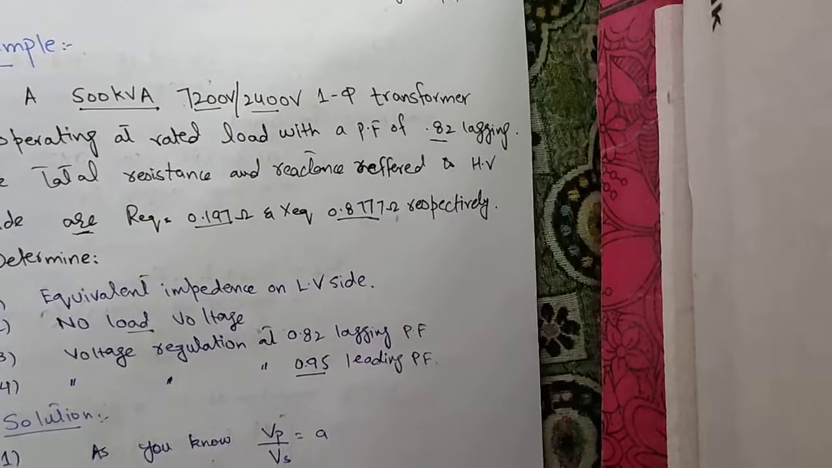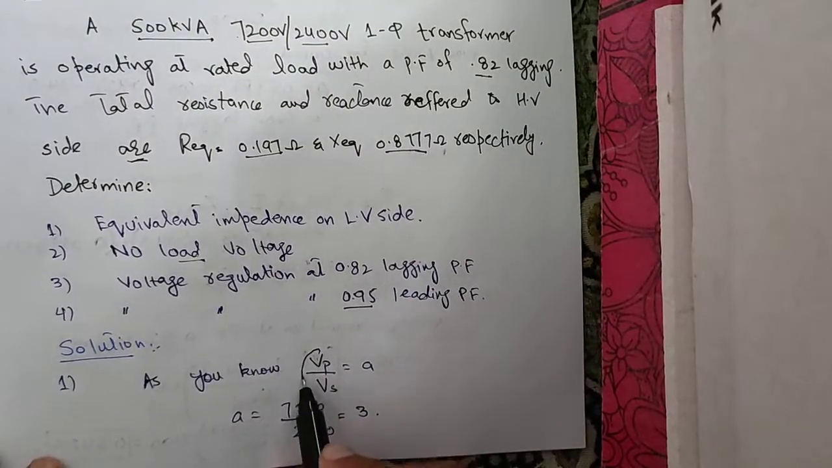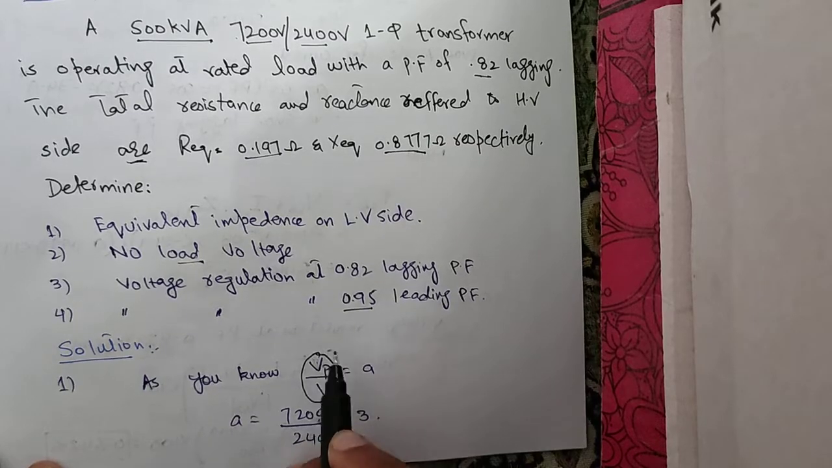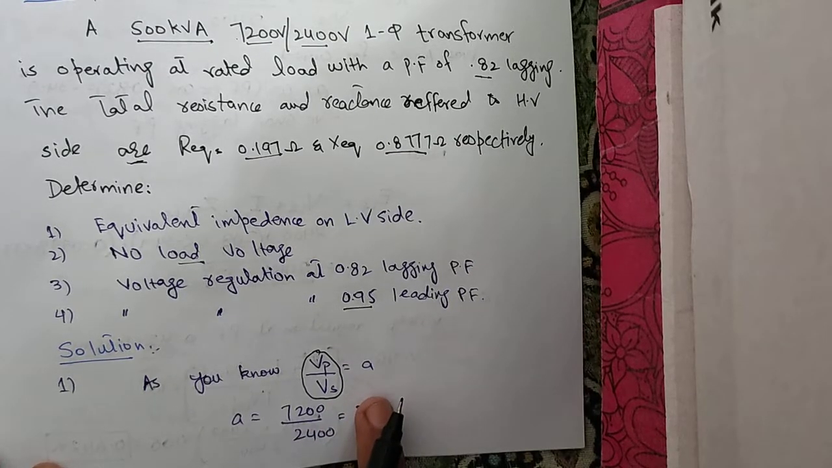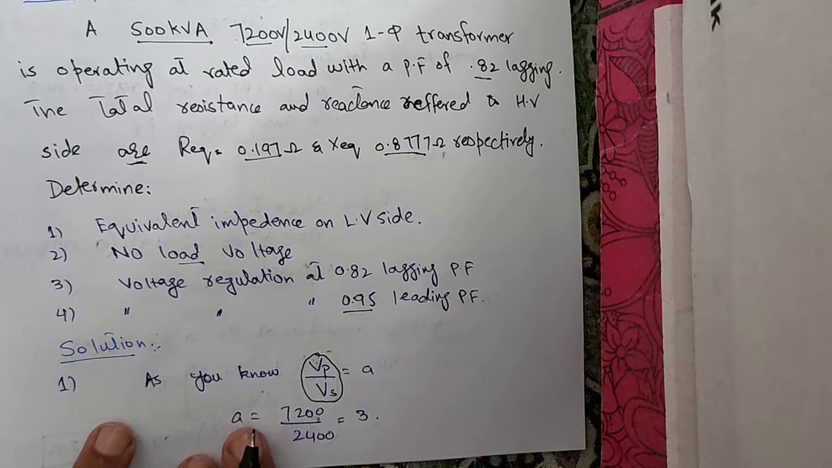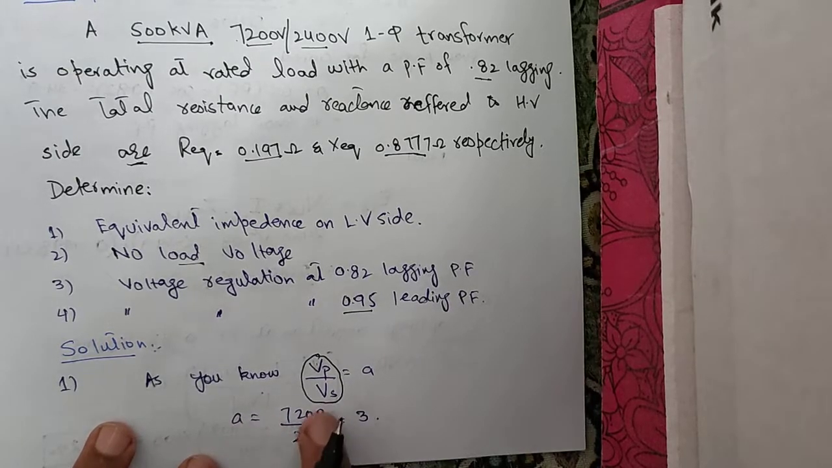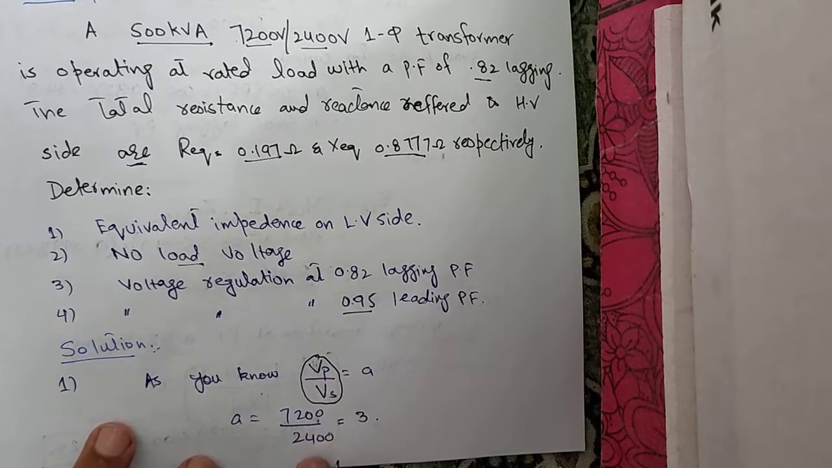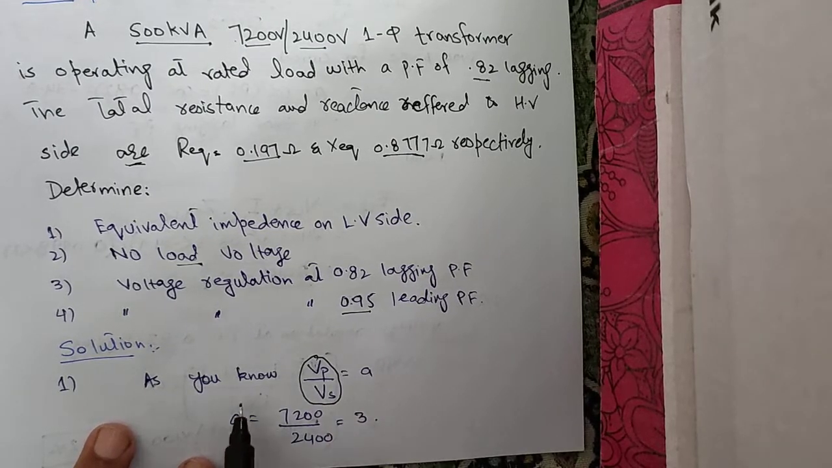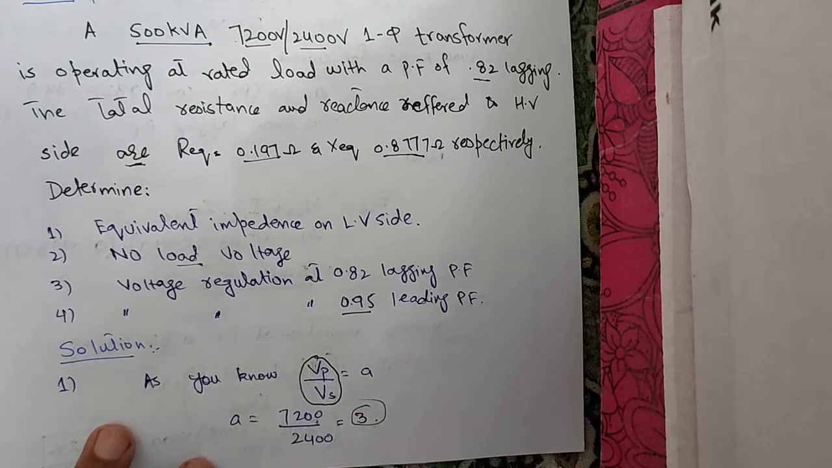Now as in the previous lecture, you have learned about turn ratio, which is equal to Vp over Vs. We calculate a, or turn ratio, as 7200, which is Vp the primary side voltage, and 2400, which is the secondary voltage. We will get the value of turn ratio as 3.